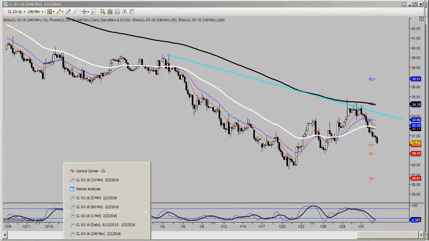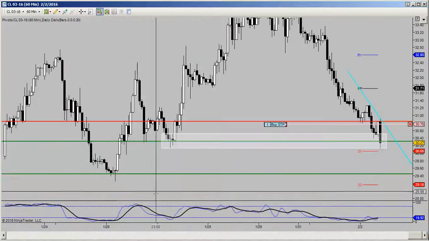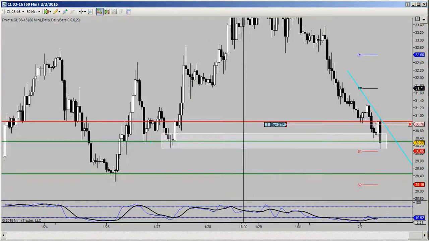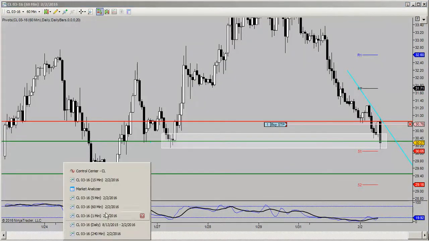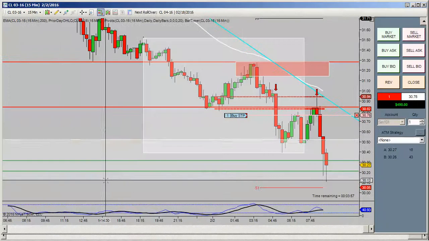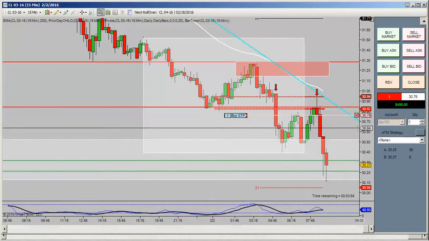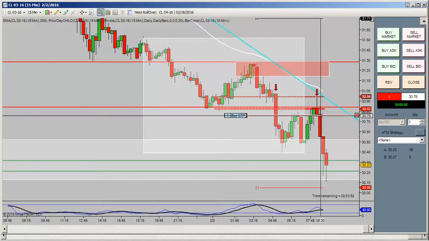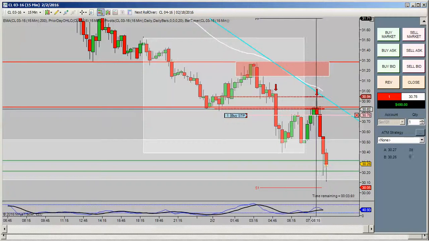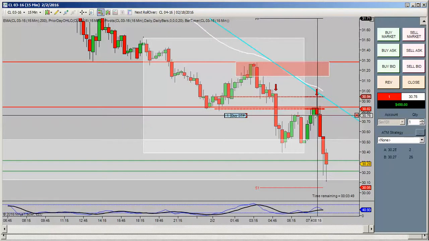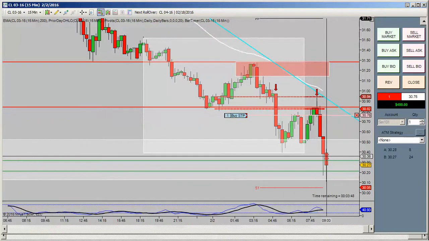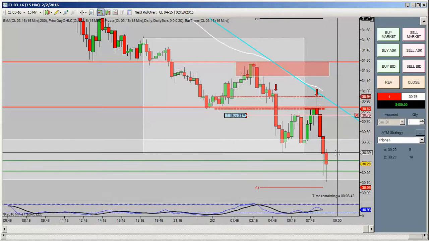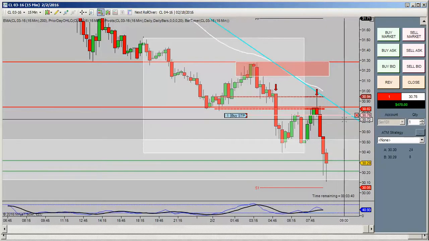We're not seeing any evidence of buying on this 240. We're not seeing any evidence of buying on the 60-minute. We're not seeing any evidence of buying on the 15-minute. And so right now we're in a good position. We move the stop loss to break even. So even if 9 o'clock comes around and reverses this move, we'll walk away with no win or no loss.